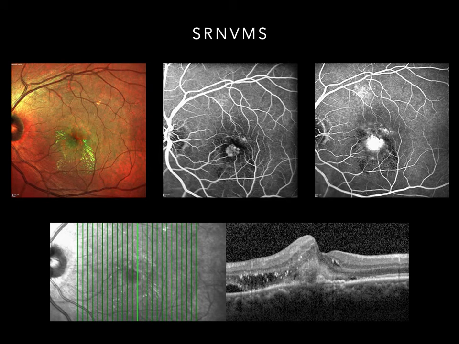Another feature of the AMD disease spectrum is the presence of subretinal neovascular membranes. Subretinal neovascular membranes are the classic form, or GUS type 2 neovascularization. It appears as a subretinal yellowish-green neovascular membrane with or without retinal edema, exudation, subretinal fluid, or hemorrhage.